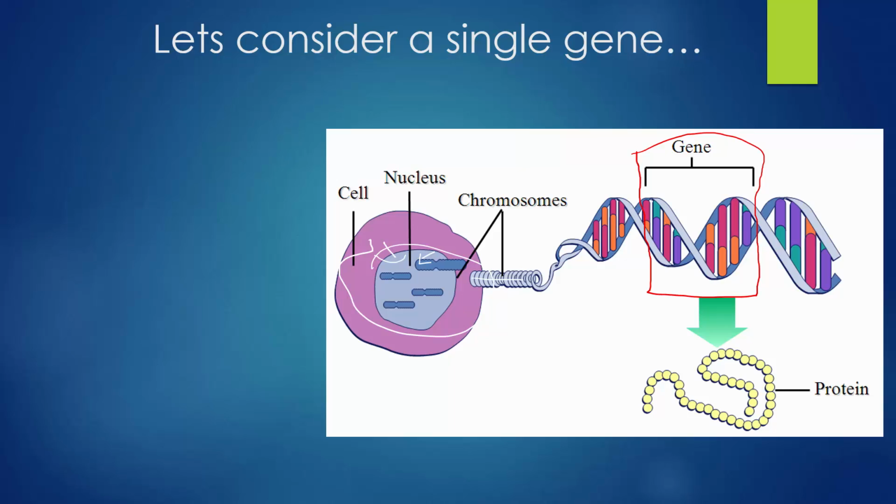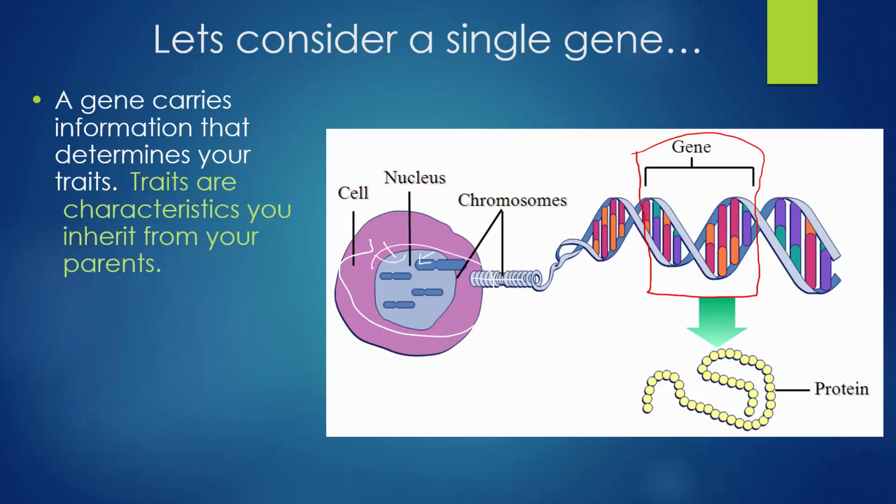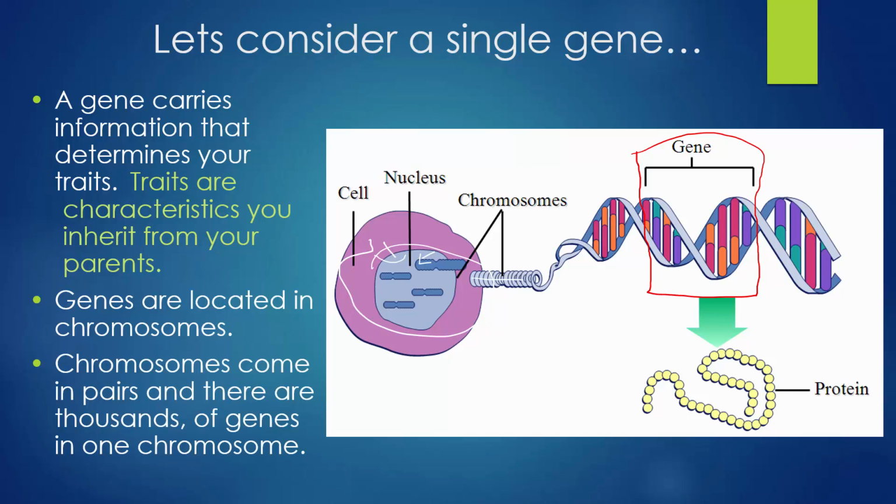Based off of which pairs are ordered in which order, that will determine the gene that is expressed, okay? And then the gene gets expressed and it makes a protein. So that is the gene. Genes are located inside of the chromosomes. Chromosomes come in pairs, and there are thousands of genes on each individual chromosome.